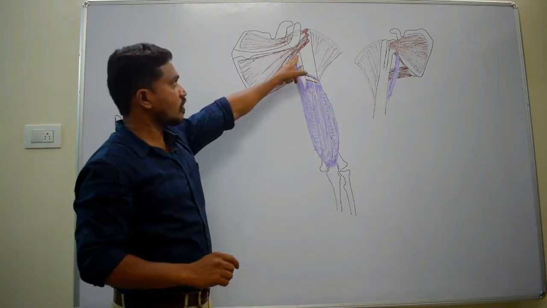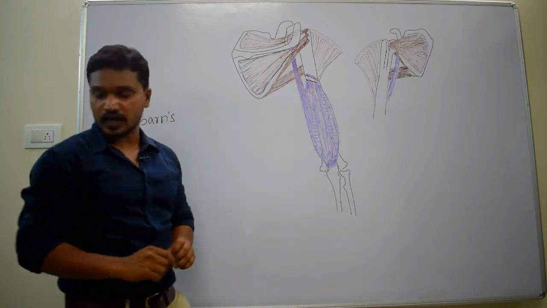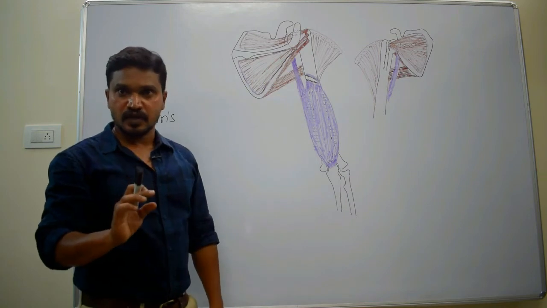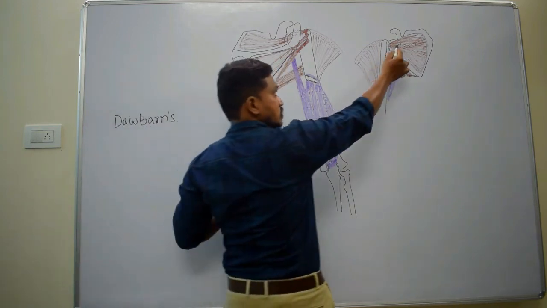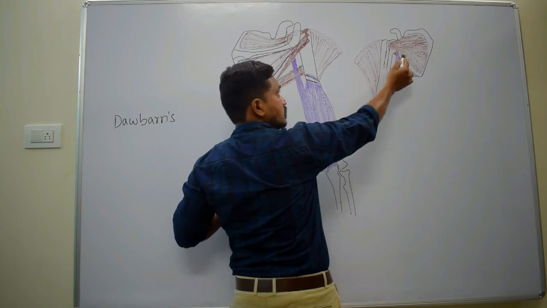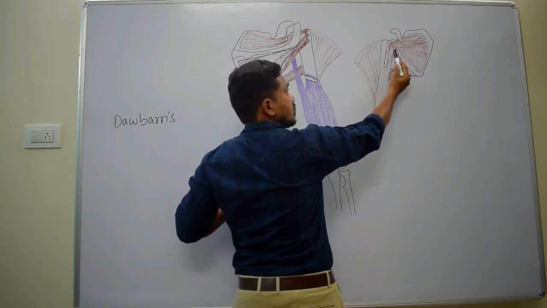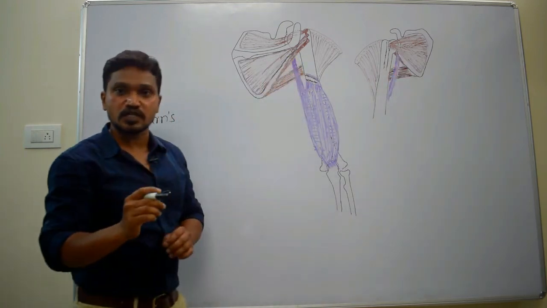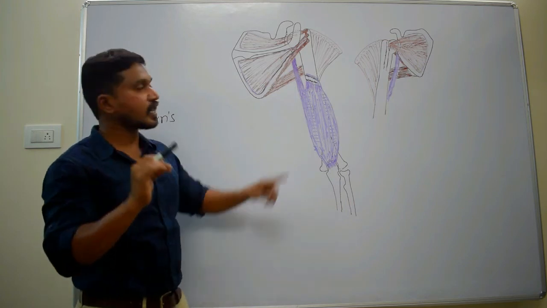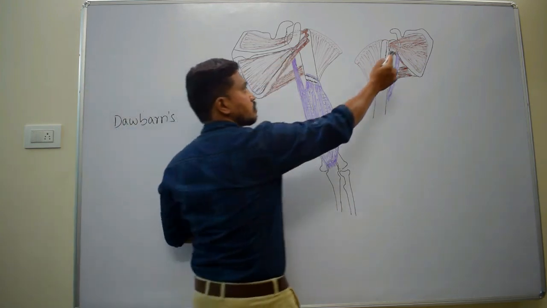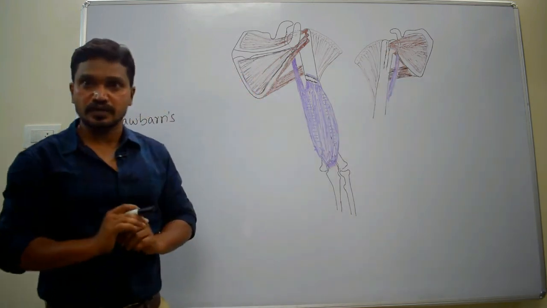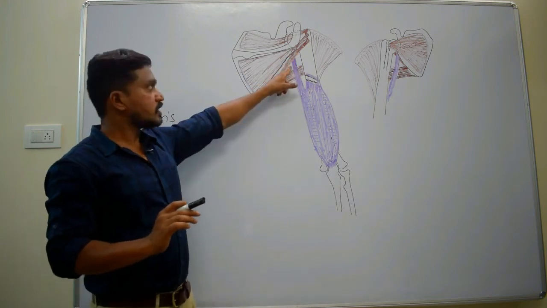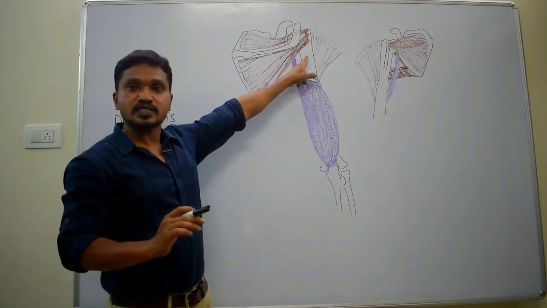Now this is quadrangular space. This is upper triangular space. This is lower triangular space. So this quadrangular space is bounded superiorly by teres minor. Actually, along with teres minor, this muscle also will form the upper boundary. What is this muscle? Subscapularis muscle. And also here a joint is there. What is this joint? Shoulder joint. So for the superior boundary of quadrangular space, we have to remember two more structures along with teres minor. What are those? Subscapularis and capsule of shoulder joint. Superiorly. Inferiorly teres major. Medially long head of triceps. Laterally surgical neck of humerus.